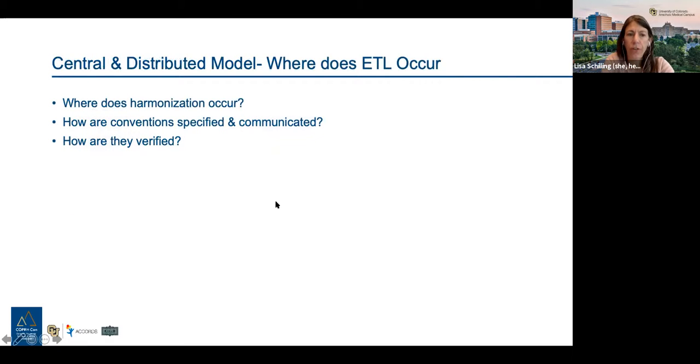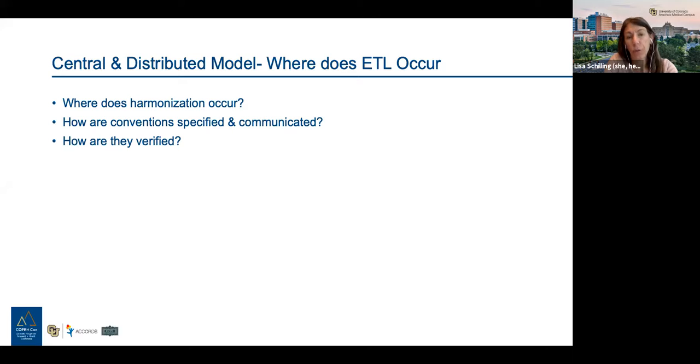So where does this harmonization occur, and how are the conventions specified, communicated, and verified? I mentioned a little bit before how you could have a centralized model. So PEDSnet, which is a PCORnet data network, actually has a centralized model where people send their data to the central coordinating body, and they do the final ETL conversion. But obviously, the people submitting that source data need to have an eye on how that data is going to be modeled, right?